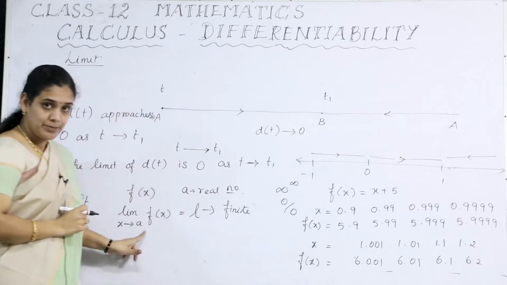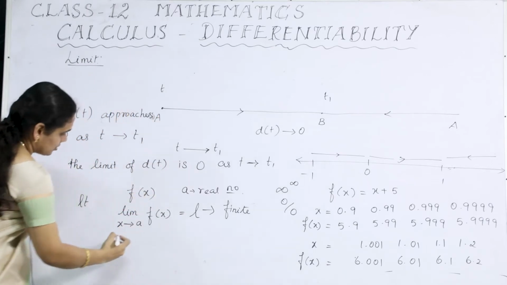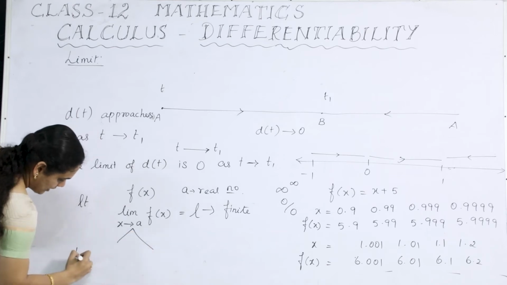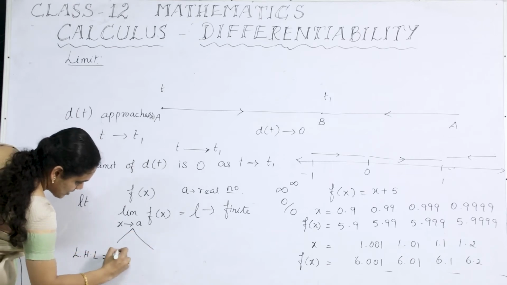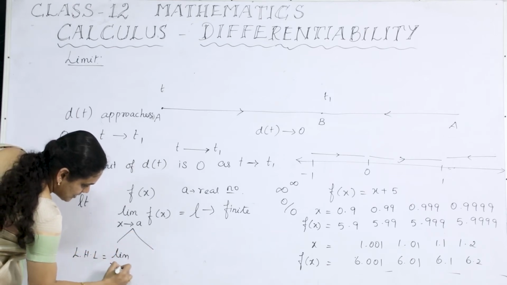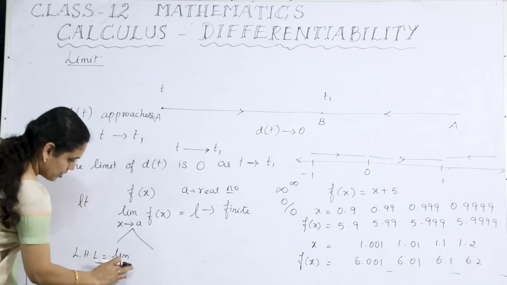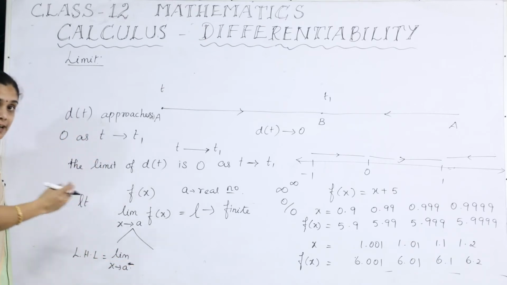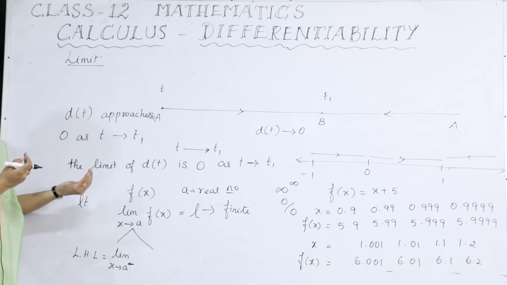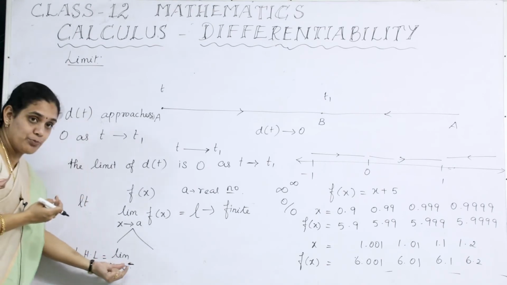Therefore, there is a left limit and also a right hand limit. So for the left hand limit, we write it as limit x tends to a minus. Left side, minus, means it is less than the value which we take on the real number line, therefore you put minus here.